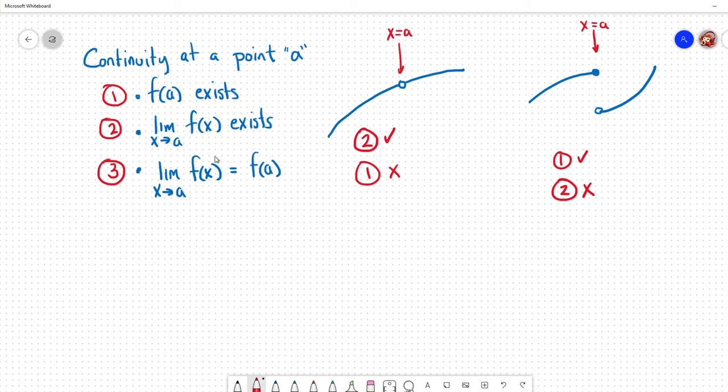Now, what if we meet the first two conditions, but we don't meet the third? What does that look like? Then we would have something like this picture up here, but it looks something like this. Here, conditions 1 and 2 have been met, but condition 3 has not, because the limit would give us a particular answer while the function value is a different answer. Again, this is happening at x equals a. This is why we need all three parts to be in agreement in order for us to say that a function is continuous at that particular point.